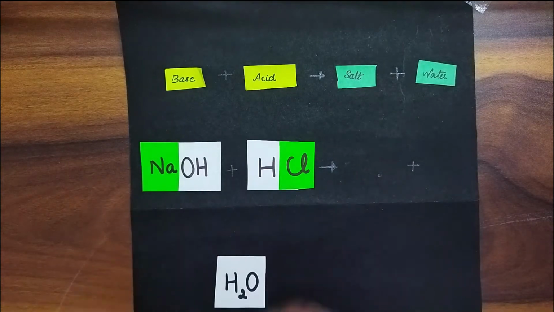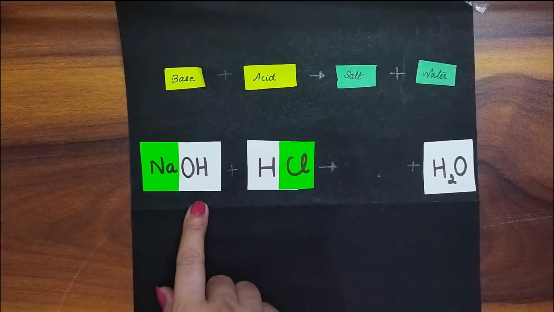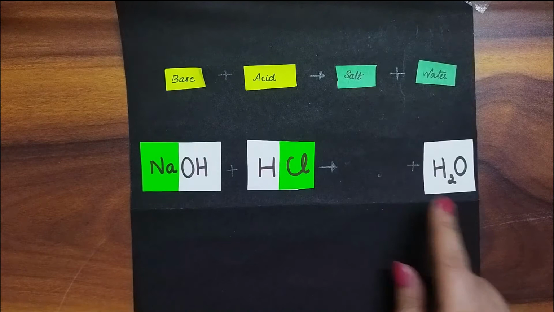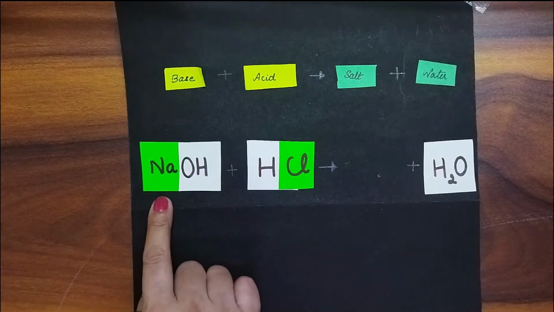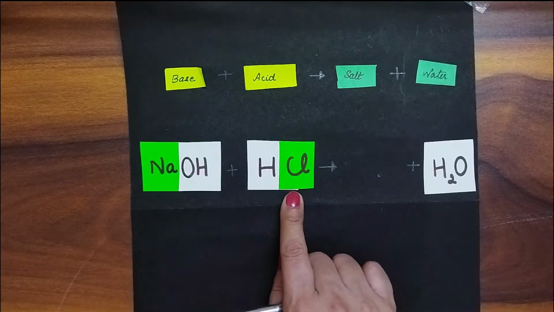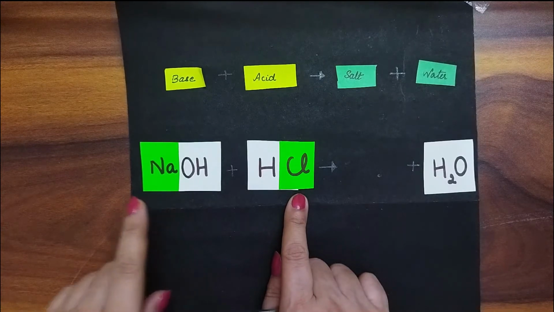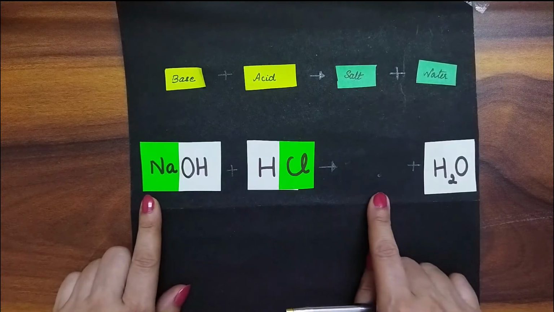So I can remove these two and write down water here. Whenever an acid and a base react, it is a kind of neutralization reaction where water is one of the products. Now coming to this part, what kind of salt is formed here? For that, you have to pick the name of the cation which is left behind in the base. The cation is sodium ion and the anion left in the acid is the chloride ion. Combine these two, putting the cation's name first, and you get the name of the salt. So sodium chloride will be the name of the salt formed.